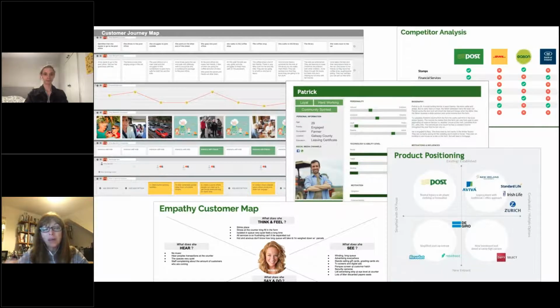Again, this would be typical of the kind of user research or customer research we do. So you would learn things like profiling a customer. Patrick there in this case is profiled. And this project was looking at OnPost and seeing if you could come up with an innovation idea or app for OnPost. Again, there's a customer journey there. You can see a competitor analysis, an empathy map. These are all the types of research methods that you would learn on the program.